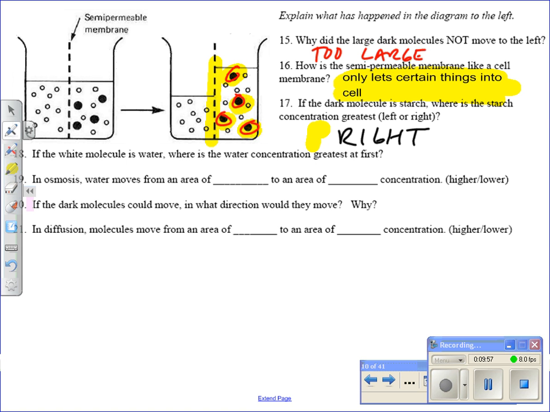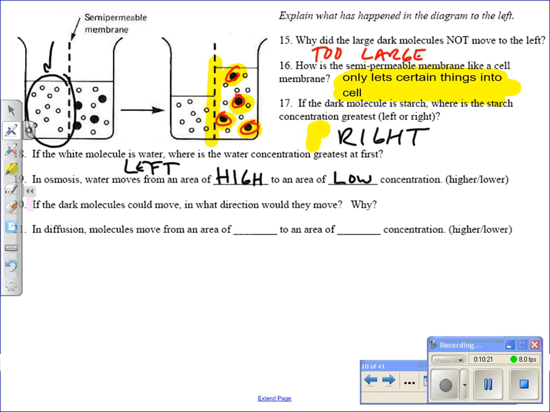If the white molecule is water, where is the water concentration the greatest at first? Well, if you look here at first, you'll see the left-hand side contains more water molecules. And then we undergo osmosis. Water always goes from a concentration of high to a concentration of low. That's the definition of osmosis: the movement of water through a semi-permeable membrane.